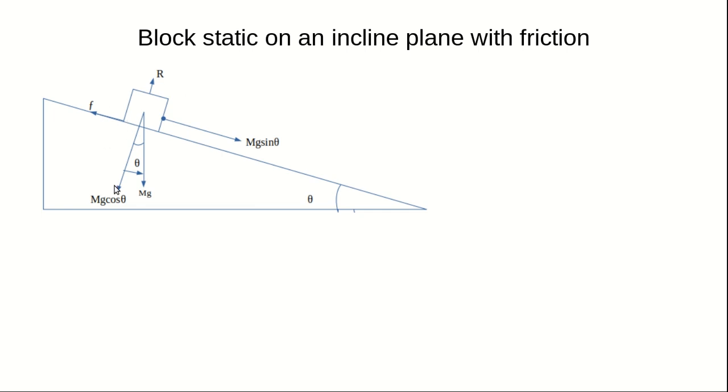In such a scenario, we say mg sin theta minus the frictional force must be equal to 0, and that gives us mg sin theta minus mu R equal to 0. As usual, our R along the y-axis is R equal to mg cos theta.